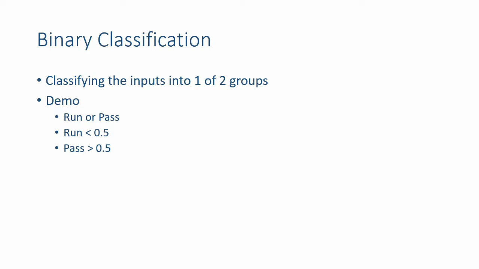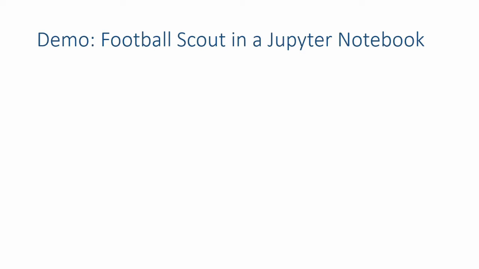Binary classification is described as classifying your data into one of 2 groups. In my demo, I am trying to classify a run or a pass play. I use a single output value, so anything above 1/2 is run, anything below is a pass. Now, it should be noted that typically you would have only a 0 or 1, but I'm using the confidence level as well. I will now show my demo of Football Scout in a Jupyter notebook.